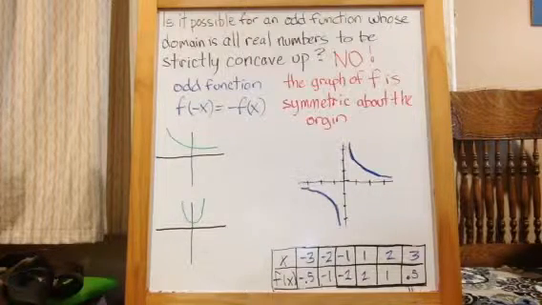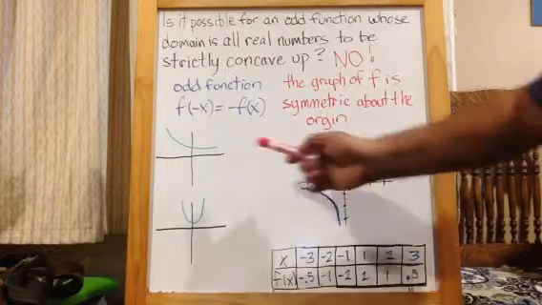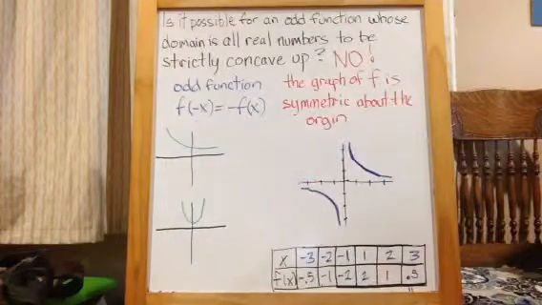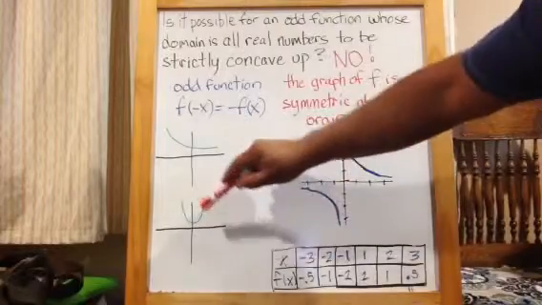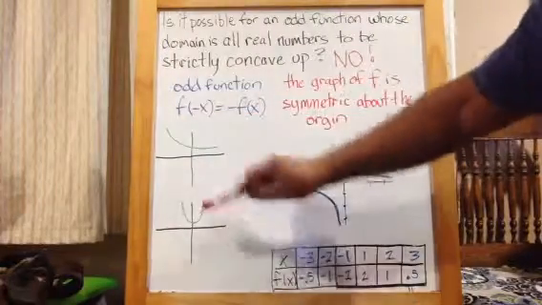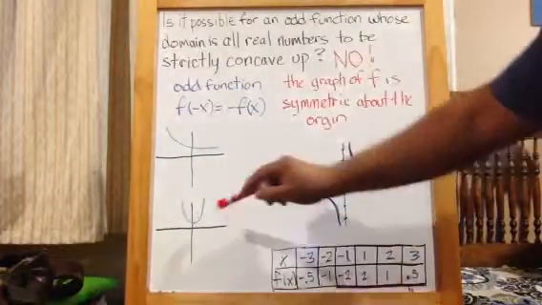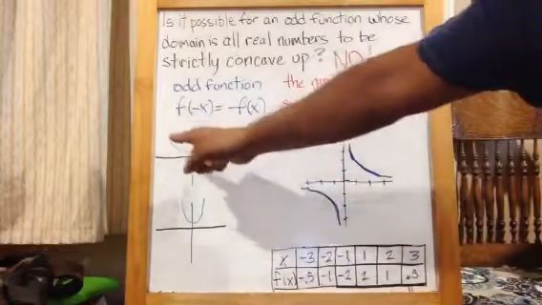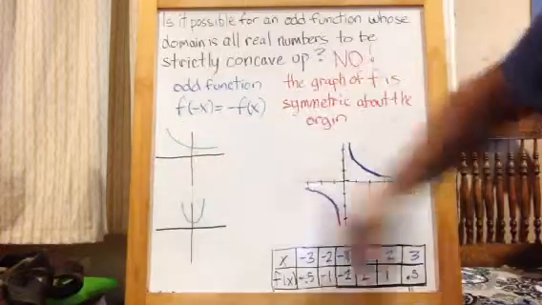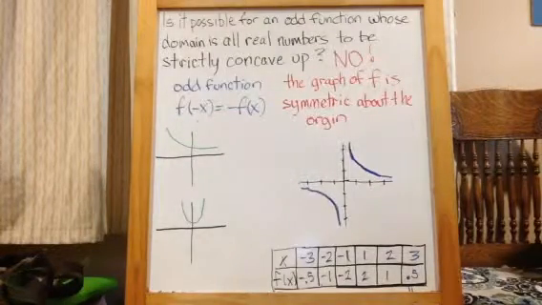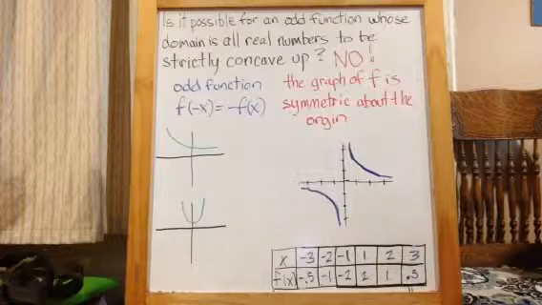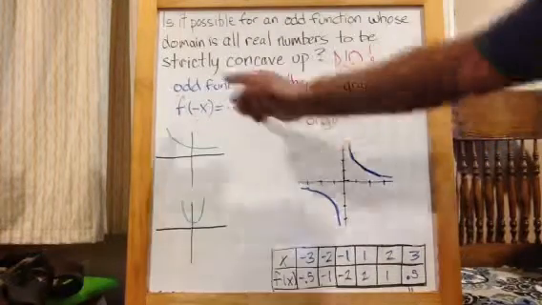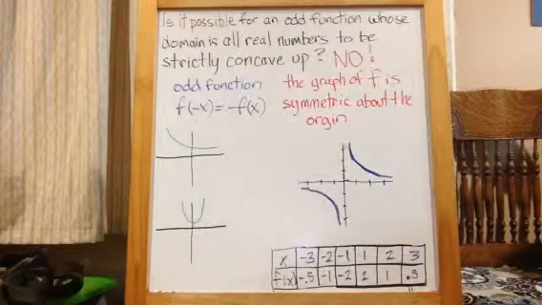So what I've done here is given two examples of concave up that have a domain of all real numbers. In this case, we have a parabola where the x goes off to infinity, same with the other side. And then I have a concave up decreasing function that also has a domain of all real numbers. Now, the other thing that's mentioned is an odd function. So what is an odd function?